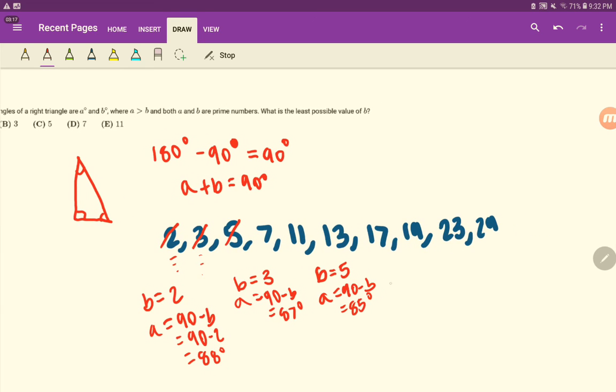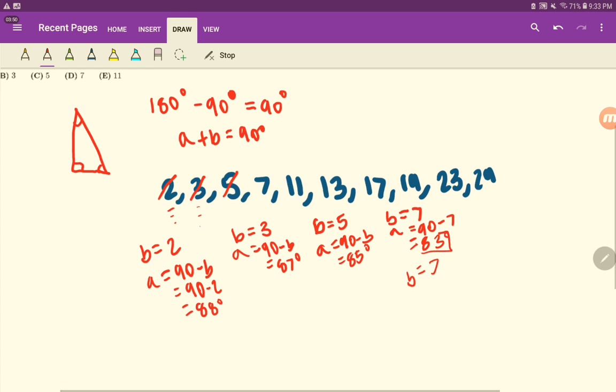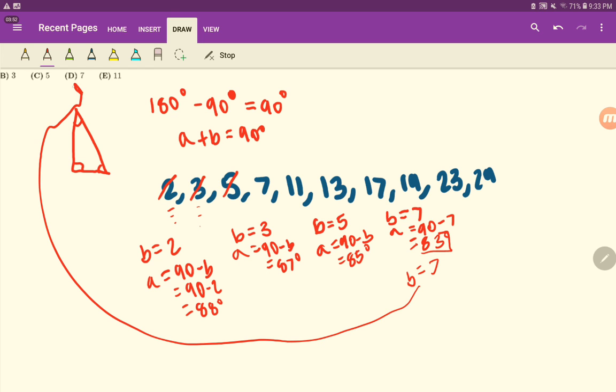Next, however, is 7. And this is where things get more interesting. If B is equal to 7, A is equal to 90 minus 7, which is equal to 83 degrees. However, if we check all of the small prime numbers, we can see that 83 is not divisible by any of them. Thus, we can conclude that 83 is prime, which means that we get that B is equal to 7, and if we look at the answer choices, we see that 7 corresponds to answer choice D.